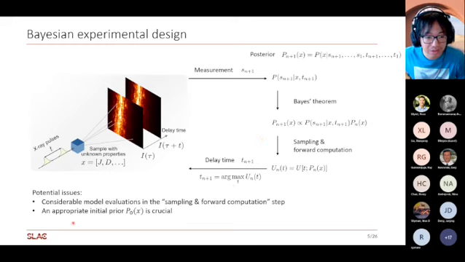And the second potential issue is that this whole Bayes update loop is strongly dependent on the initial prior, or the expert's opinion on the possible values of your parameters. So if you provide some not so good initial prior, then this loop could fail.